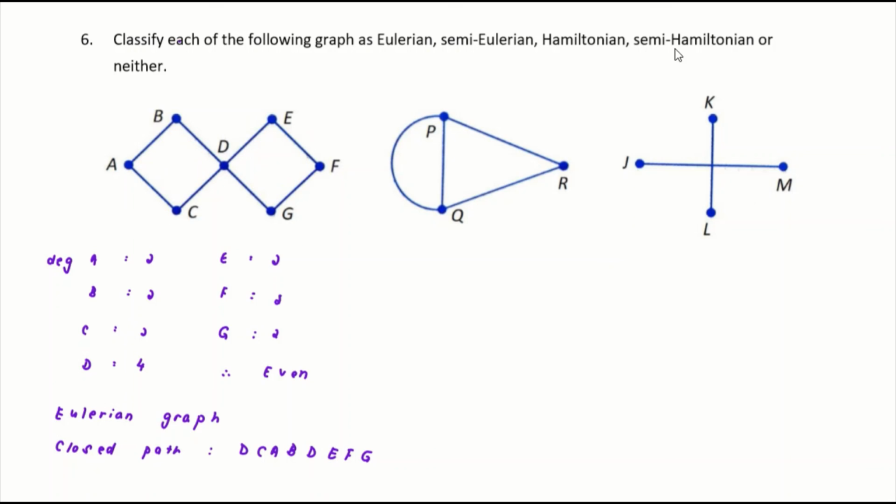Okay, so now the turn for Hamiltonian. Remember, for Hamiltonian, you do not have any shortcut. You can only try and error. Let's say I start from A, and I pass through B, D, then E, F, G. Then I realize that at G I'm stuck because I cannot pass through D again. Am I right?